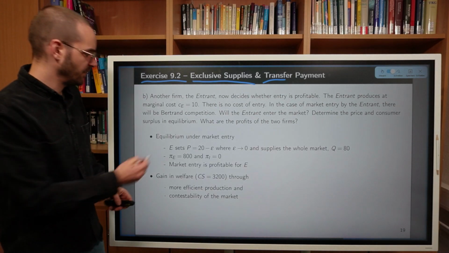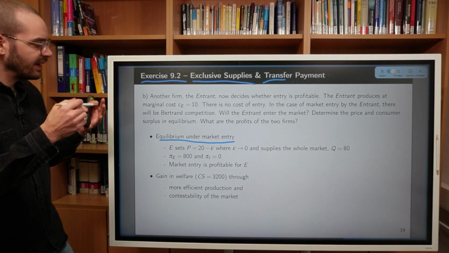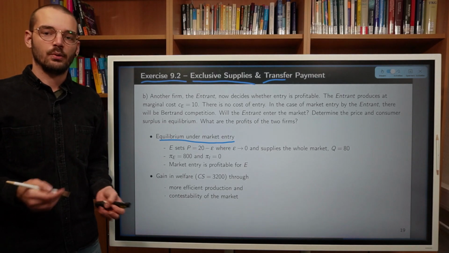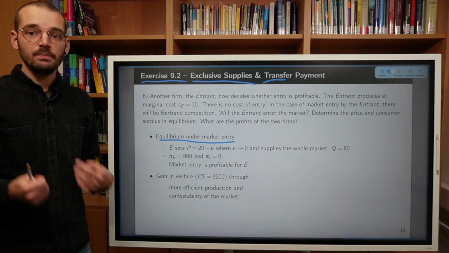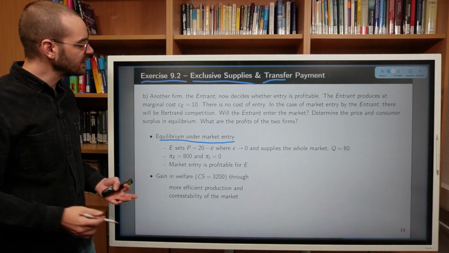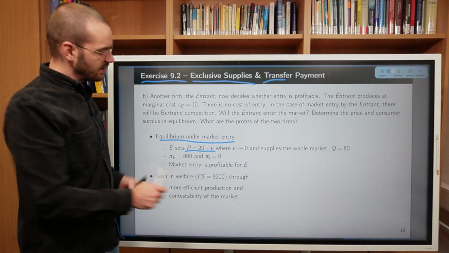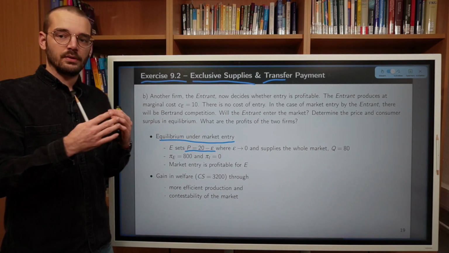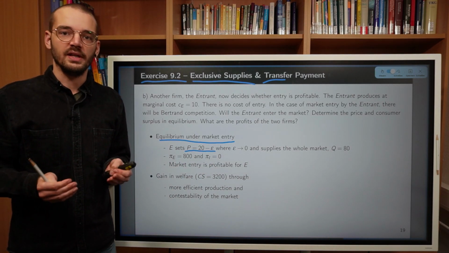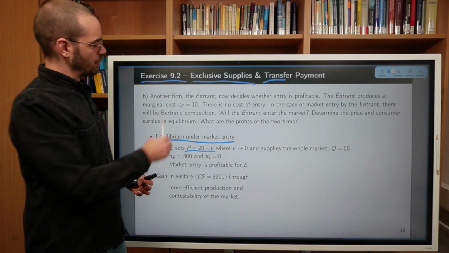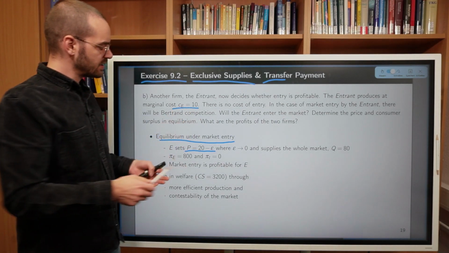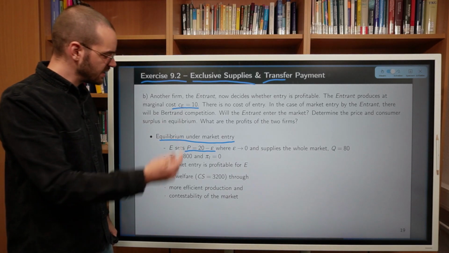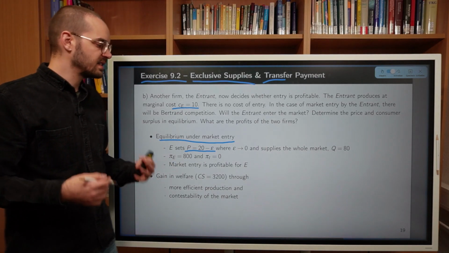So let's compare not entering and making zero profits with hypothetically entering the market. All right, so equilibrium under market entry. If the entrant enters the market, we said that there will be Bertrand competition. In Bertrand competition, the best answer is to set a price that is marginally lower than that of the other firm, and this continues until marginal costs are reached. So the entrant with their lower marginal costs can undercut the incumbent ever so slightly and set a price P equal to 20 minus some epsilon.